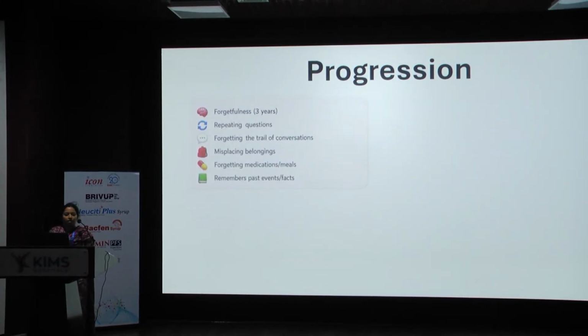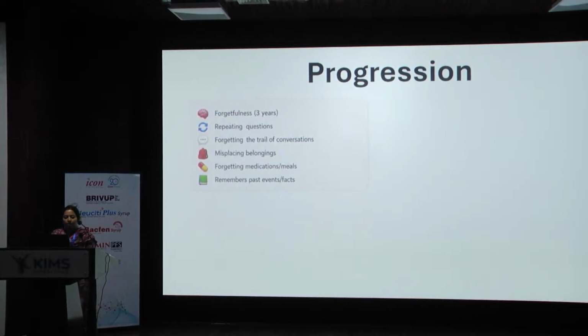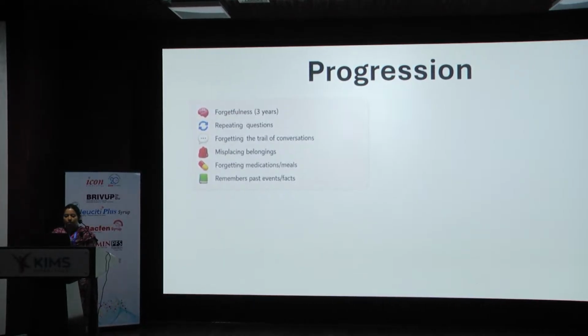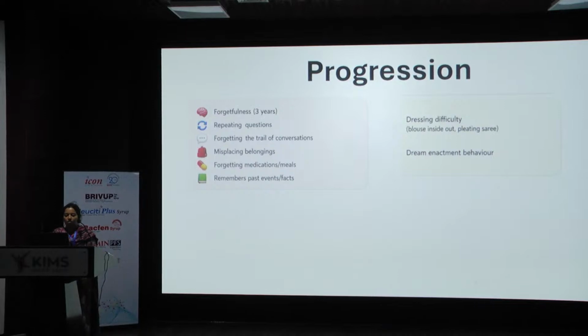She has forgetfulness since the past 3 years in the form of repeating questions, forgetting conversations, misplacing her belongings, and forgetting about the medications and her meals. But her past event memory and factual memory is intact. She also has developed dressing difficulty such that she is wearing her blouse inside out, and she also has developed difficulty pleating her sari, so she is seeking assistance for the same. And she also has developed dream enactment behavior such that she vocalizes in the sleep, she acts out her dreams, and there was also history of kicking of bed partner.